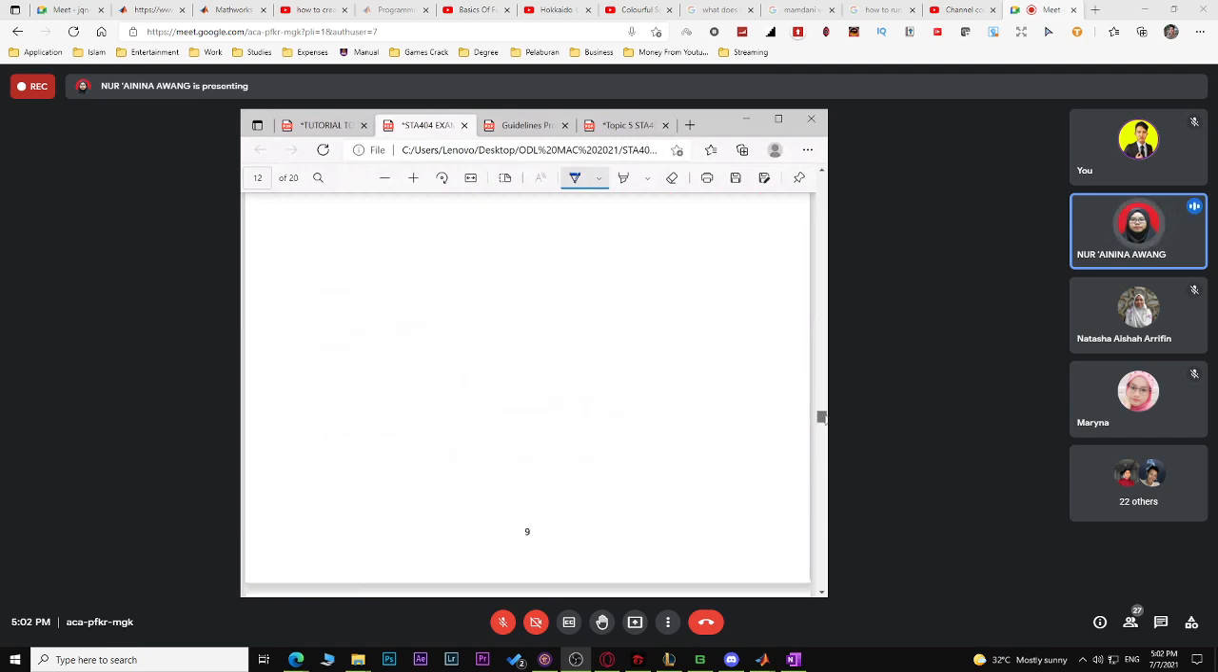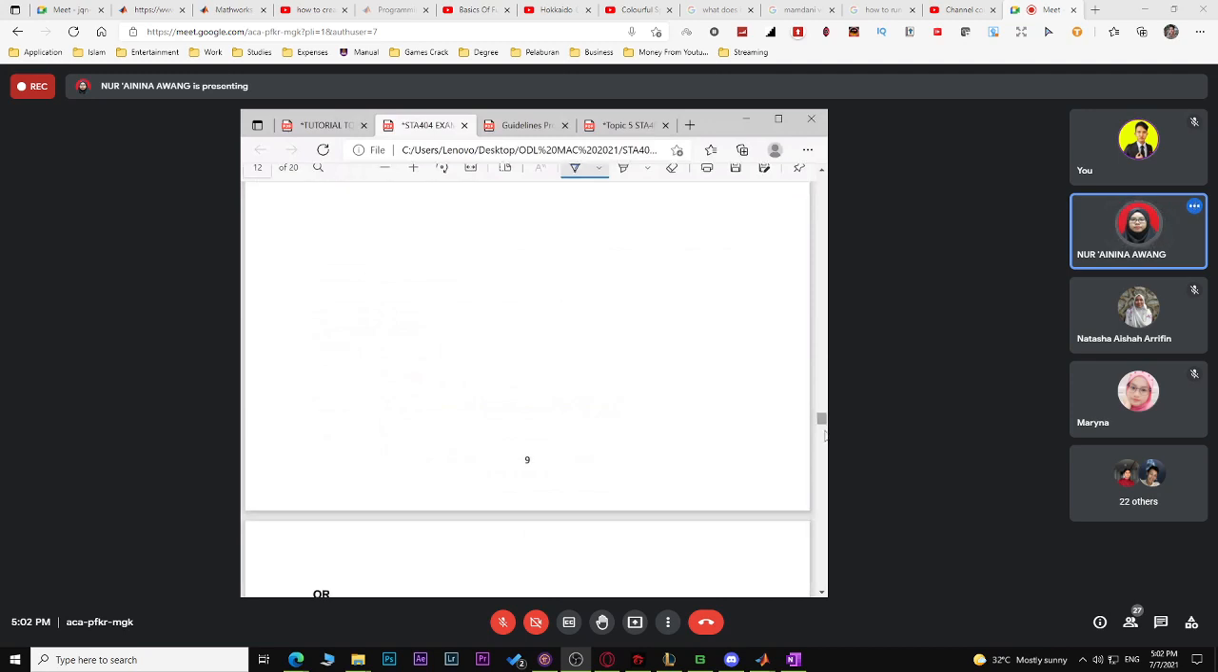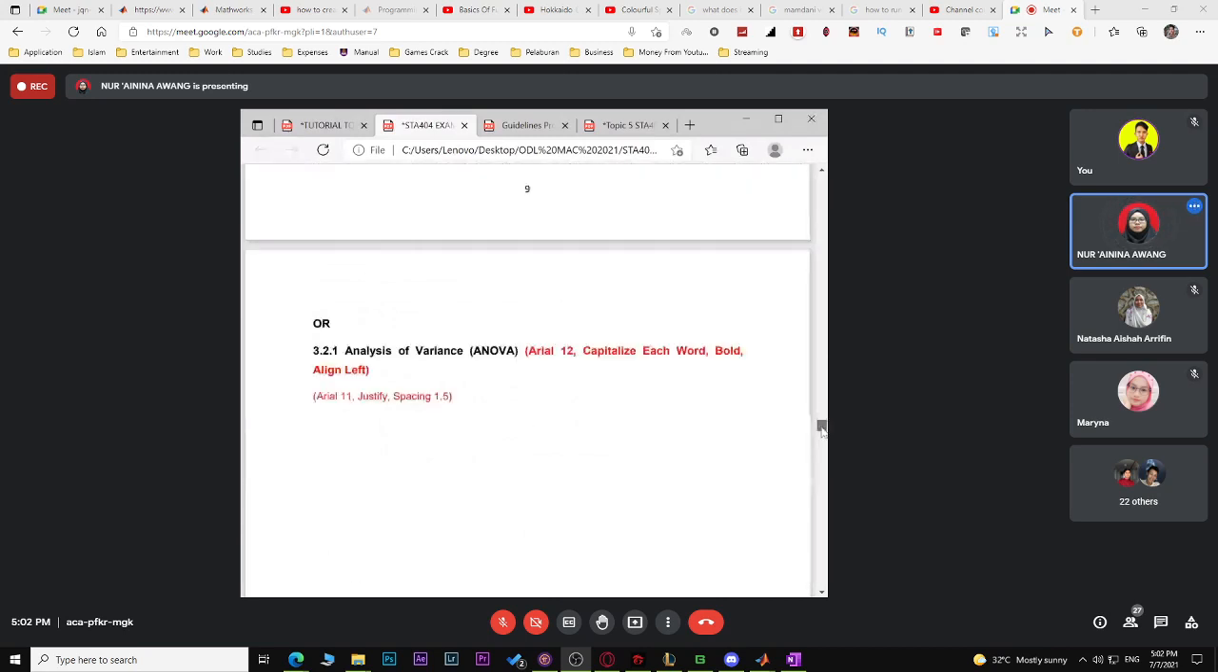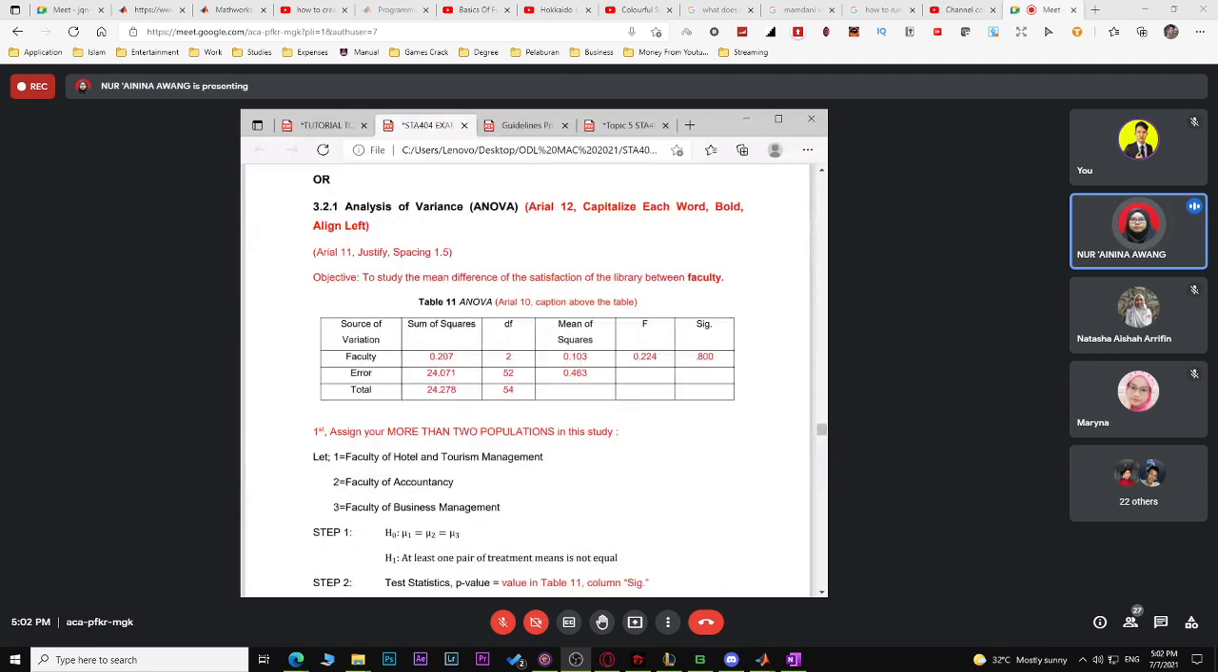And then kalau you use ANOVA, macam biasa you buat table baru, and then you just follow. So kalau kita construct ANOVA table, so kat sini you tukar lah. Sini jadi faculty, sini jadi error. Sebab kalau daripada SPSS output, sini dia akan tulis between group, sini within group. So bila you tulis dekat you punya report, you tukar lah program, error. Okay, and then the value.